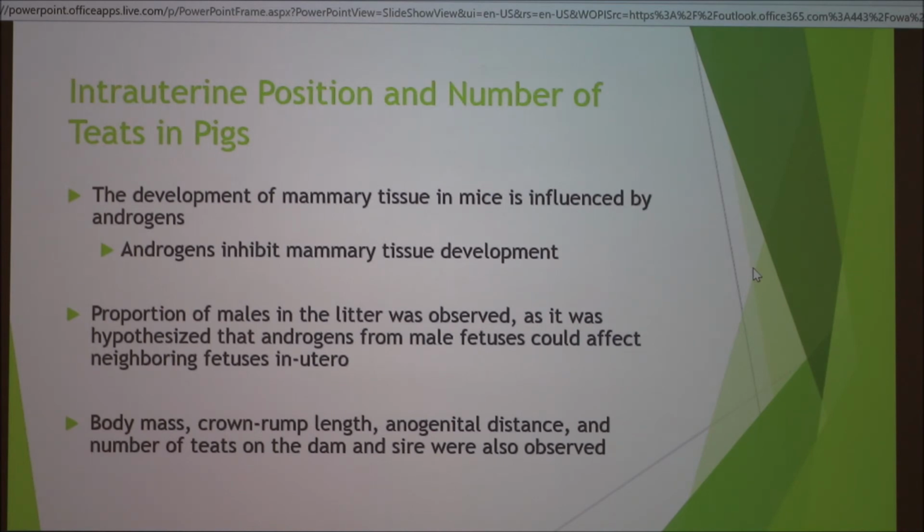The last thing we looked at was intrauterine position and the number of teats in pigs. This has been looked at a lot in mice and rats, and the development of mammary tissue in these rodents is influenced by androgens. The androgens inhibit mammary tissue development. In this study, we looked at the proportion of males in the litter because it was hypothesized that androgens from male fetuses could affect neighboring fetuses in utero.